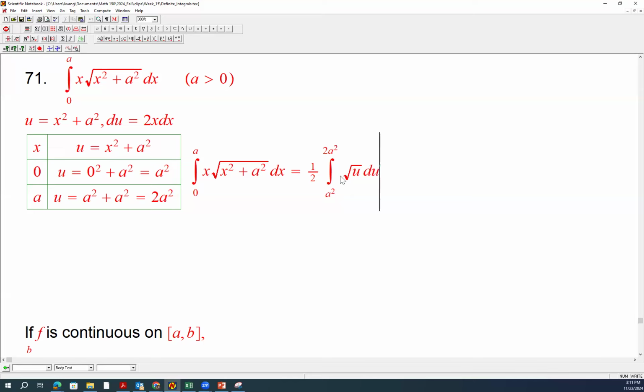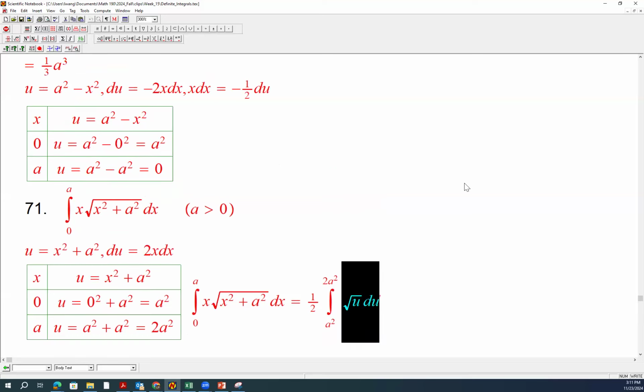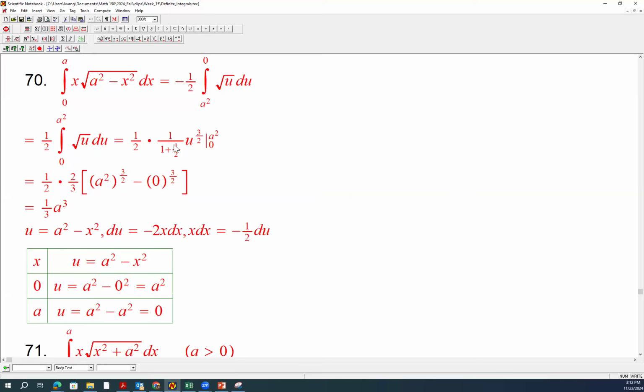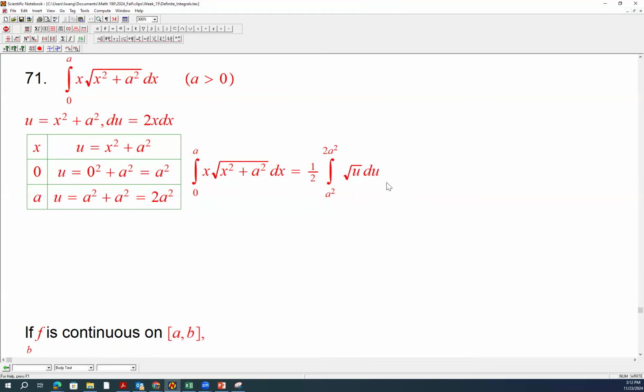And we are pretty familiar with the antiderivative of root u. So I'm going to copy this, steal this part of the work, and not forget the half. And evaluate at a squared and 2a squared. So let's see if that's proper. Yep.